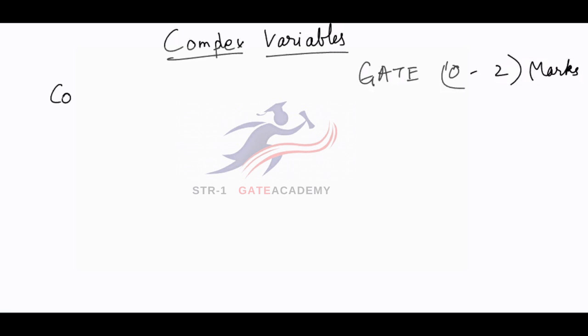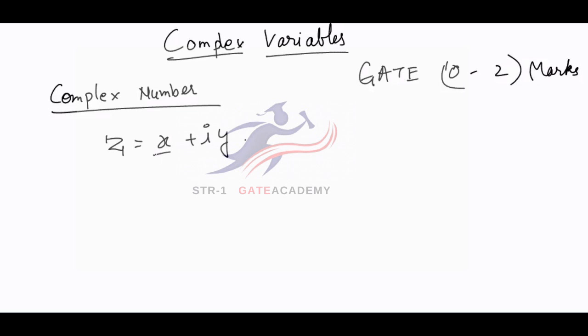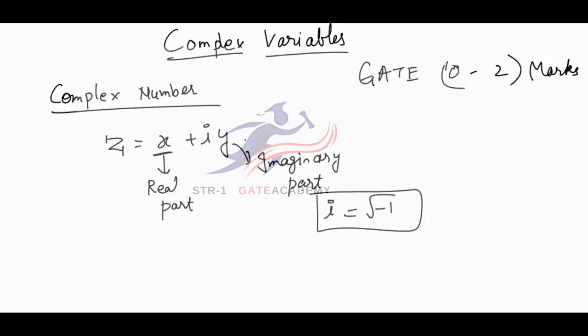When I talk about complex numbers, what comes to your mind? A complex number is z equals x plus iota y, where x is called the real part and y is called the imaginary part, and iota is root of -1. This is what we have studied in earlier standards also. I also know what iota square is. Iota square will be -1.